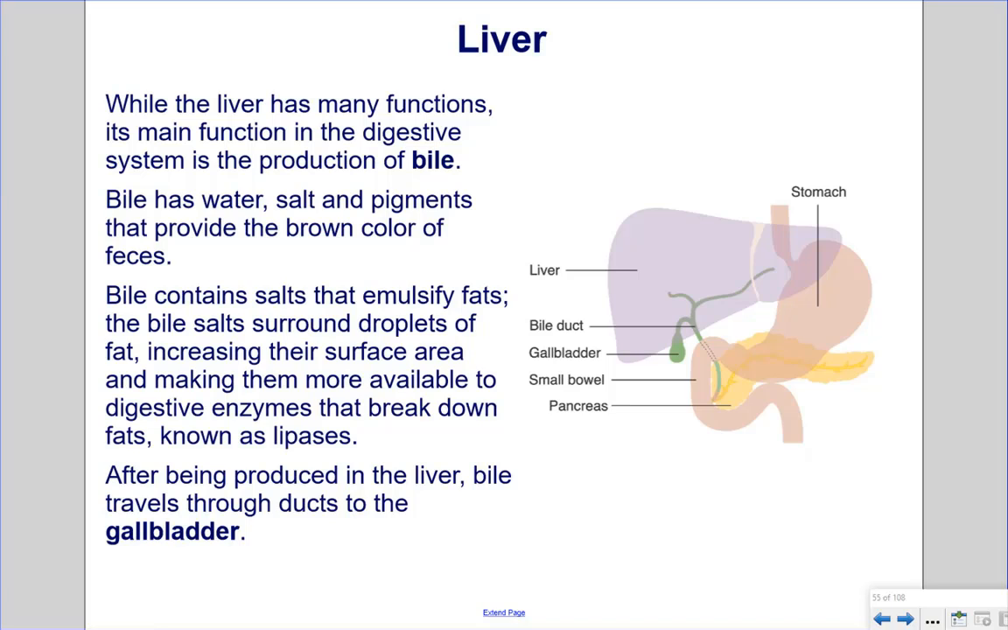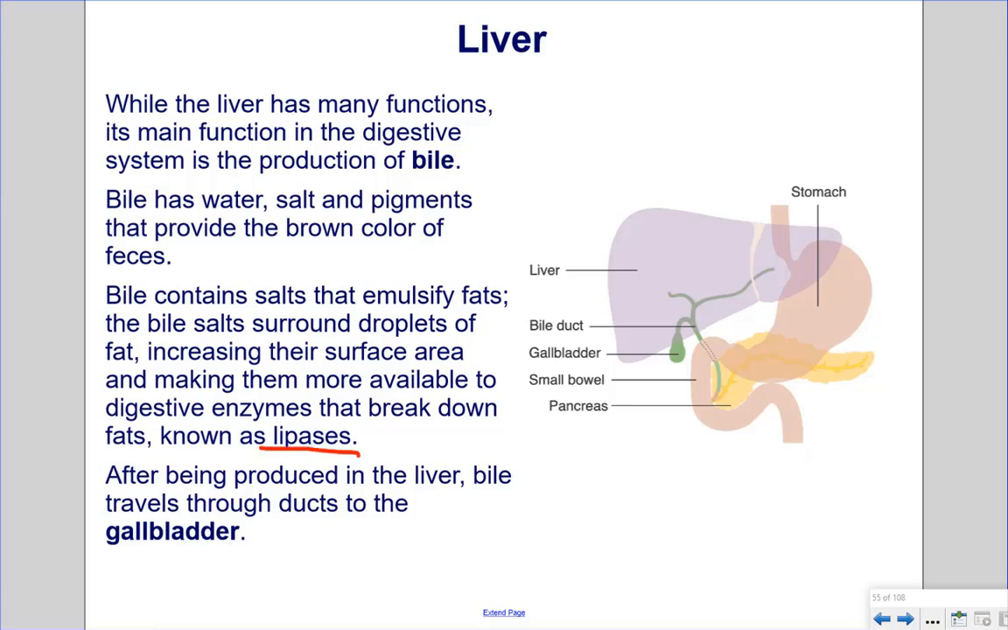Bile has water, salt, and pigments that provide the brown color of feces. Bile contains salts that emulsify fats. The bile salts surround the droplets of the fat, increasing their surface area and making them more available to digestive enzymes that break down fats, known as lipases.